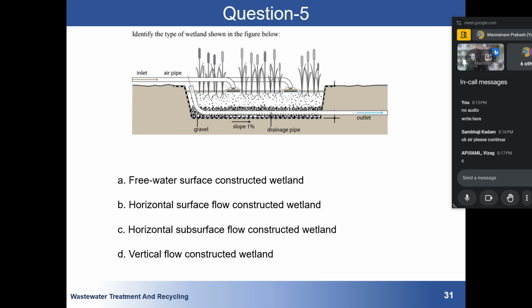So again, we identify the type of wetland. Remember, water is flowing here. You can see the inlet is there, and water is going here. Then we have four options: free water surface, which I have shown you in the picture, and all of these are horizontal. And then we have vertical flow constructed wetlands. Here we are allowing water from the top, and the inlet is here. There is a slope of 1%. Gravel is there, this is the liner, then we have an air pipe. Water is there. So can anyone tell which kind of wetland this is?